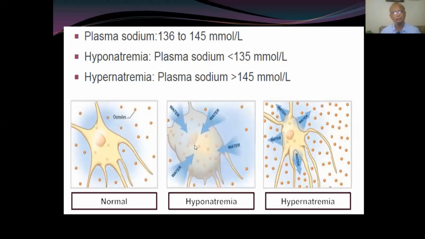And this picture is very important. This is the normal cell, but when there is hyponatremia, more water will enter into the cell and intracellular pressure will be increased. And when there is hypernatremia, that is, sodium concentration is more in the extracellular fluid, more water will be shifted from the intracellular space to the extracellular space, and the cell will be shrinking. So you will get this change when there is any disorder.